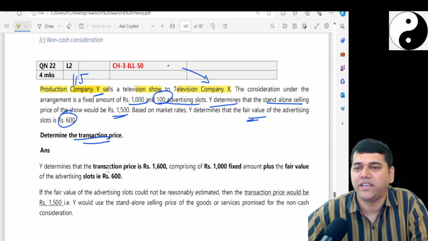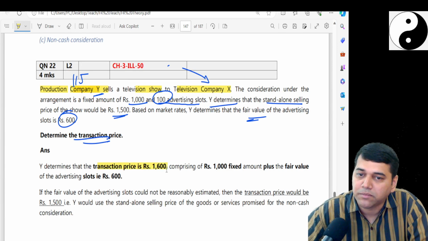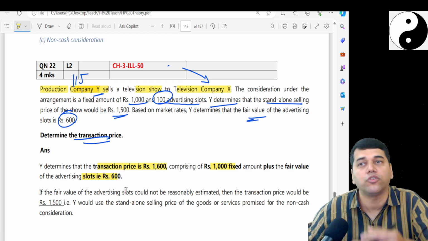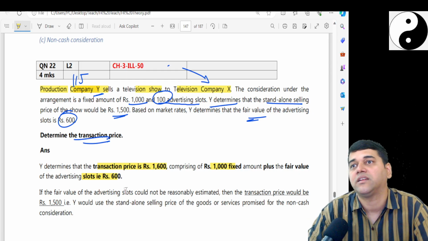For this you should start. Why it determines, okay, here there is not much theory. The transaction price is 1600, which is 1000 plus the fair value of the slots issued. Otherwise you have to write some theory. I will show you something, that same thing.